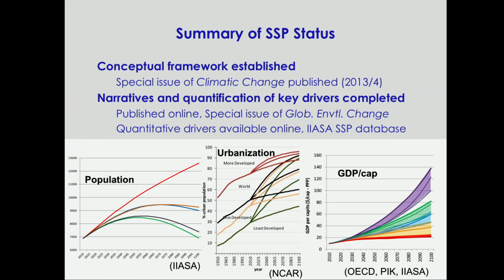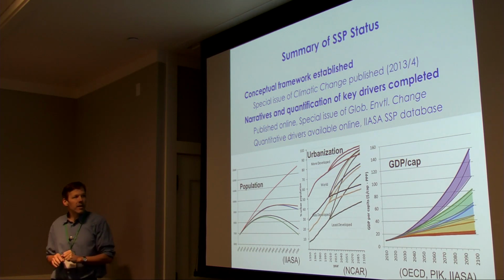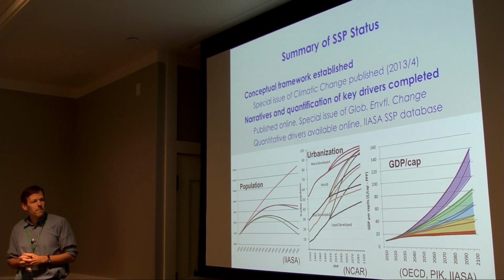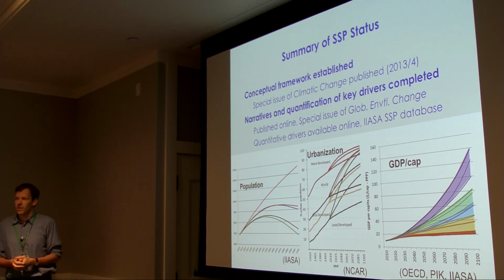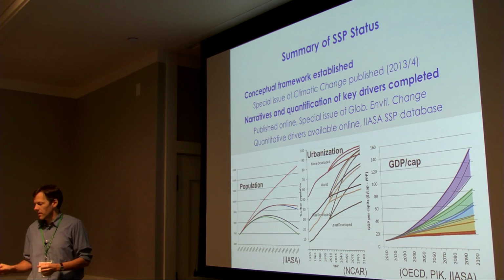Where these stand at the moment is that this conceptual framework was published a couple years ago. The narratives and all of the quantitative projections for the SSPs are published. All of the projections are available online on an IIASA database. This is just a plot of some of them and the institutions that produced the different projections. But these are available, very easy to download and look at on the website. It's a great website that IIASA produced.